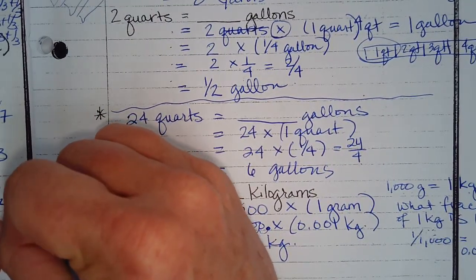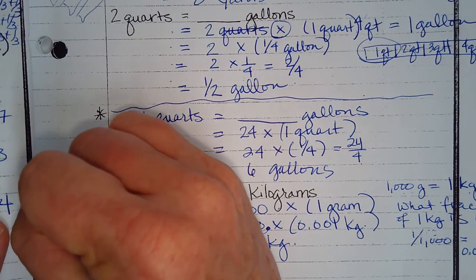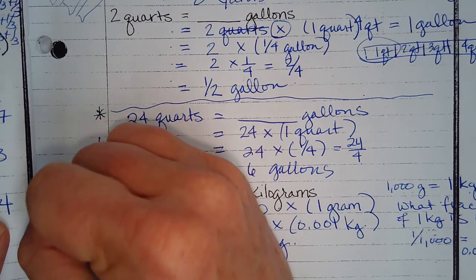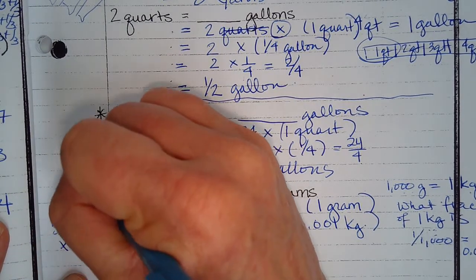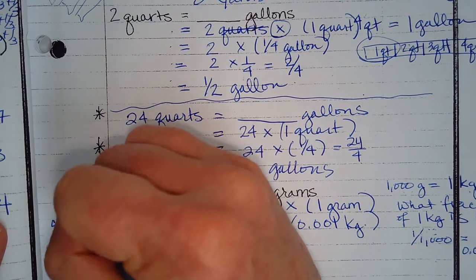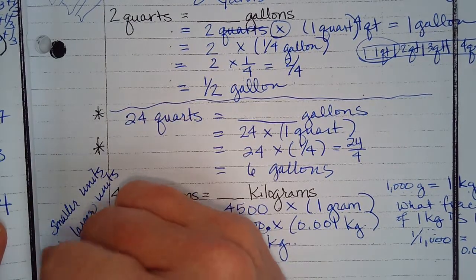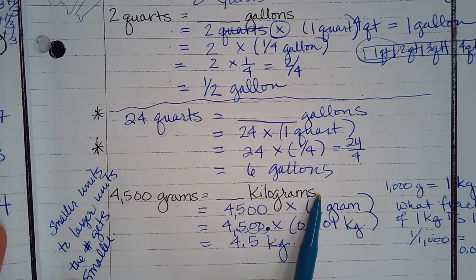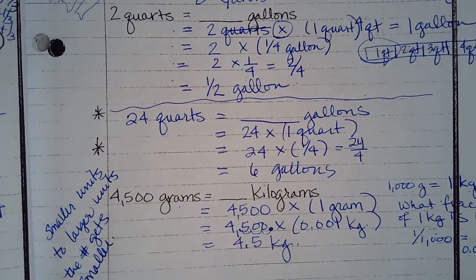So when I'm going from smaller units to larger units, the number gets smaller. And if I'm going from bigger to smaller, the number gets grandiose, gets very big.